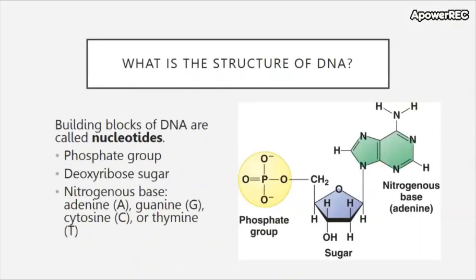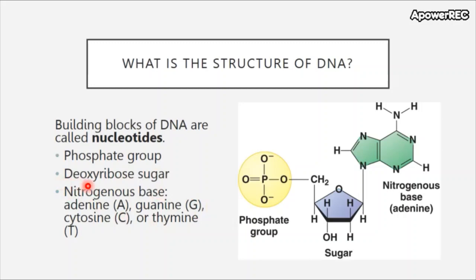DNA is made up of building blocks called nucleotides. Nucleotides are made up of three different molecules that are all interconnected. One is a phosphate group, which has a phosphorus atom in the middle, and it is surrounded with oxygens. This is linked to a sugar molecule. The sugar molecule in DNA is deoxyribose. Ribose is a type of sugar just like glucose or fructose.